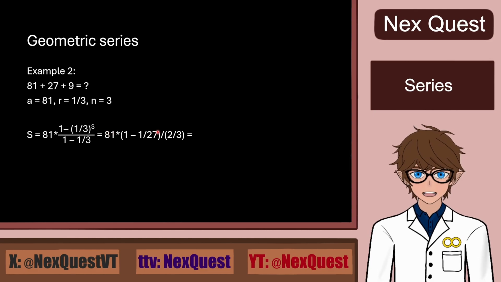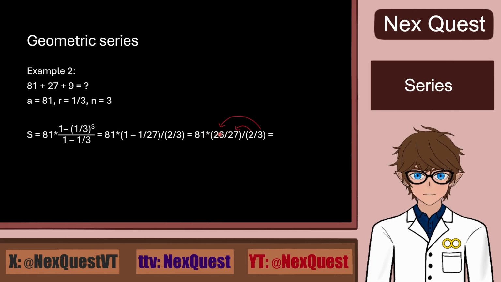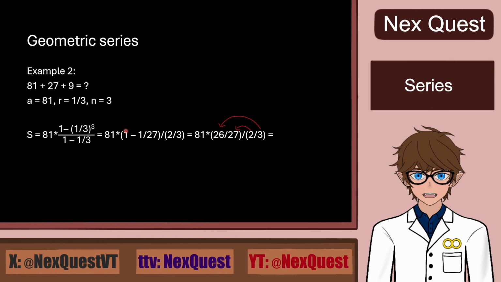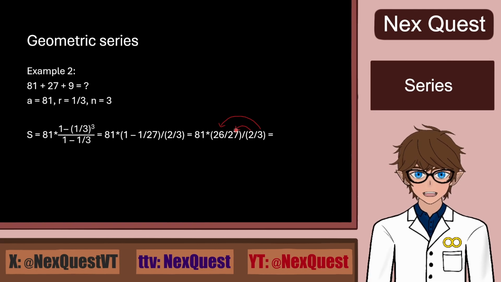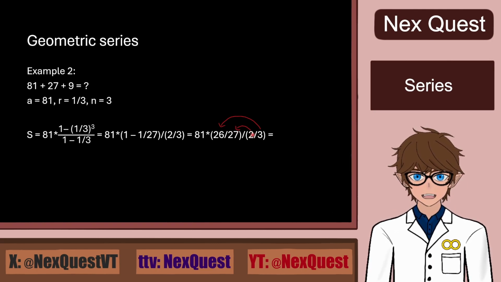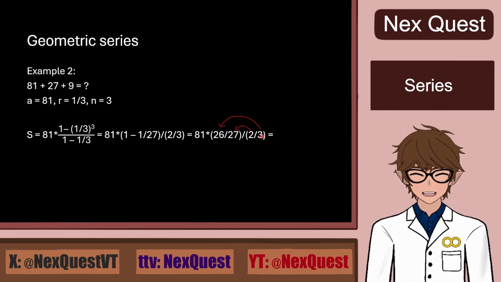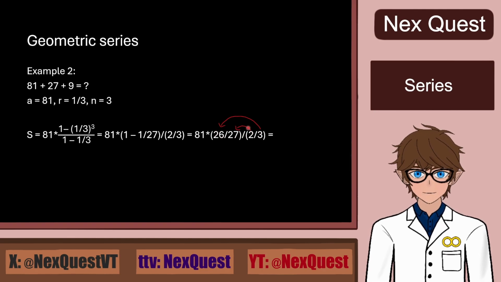So we have a lot of fractions. Let's try to solve inside the brackets first. So we have 81 times 26 divided by 27, because 1 can be written as 27 divided by 27, so if we take 1 away, it's 26. Now, since we're dividing, we use the zigzag rule, where we give the top part of the bottom fraction to the bottom of the top one, and the bottom of the bottom fraction to the top of the top one. That's how we multiply them.